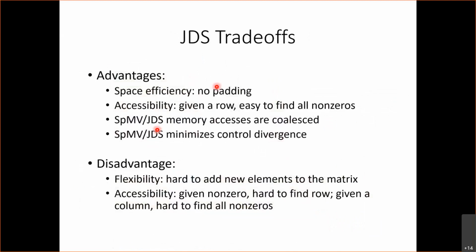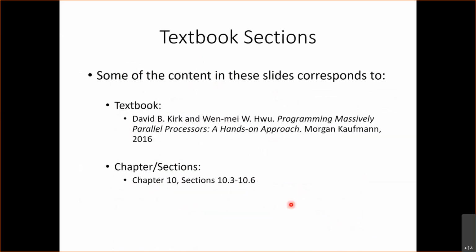So these are the trade-offs of the JDS format, and this concludes our 2 lectures on sparse computation and sparse matrix vector multiplication. You can read more about what we talked about today in the remaining sections of chapter 10. Does anybody have any final questions about sparse computations before we conclude?